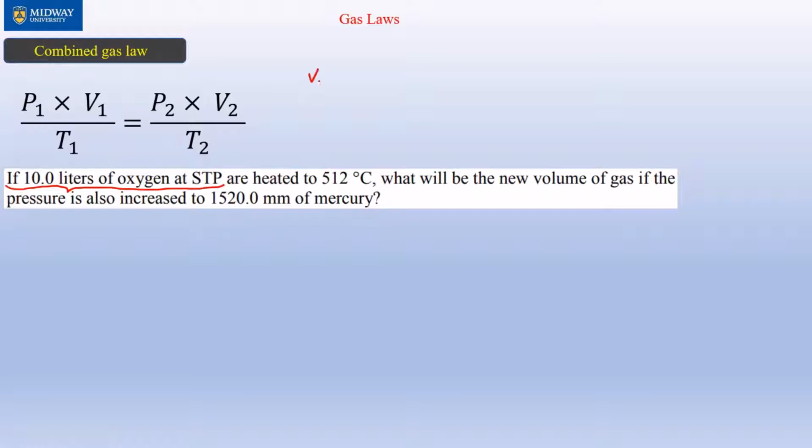So V1 is 10 liters, and STP is 0 degrees, which is 273 Kelvin, and P1 is 1 atmosphere. That's what you're starting with. So these are your initial conditions. It's heated to 512 degrees. So T2 would be 512 plus 273. That's what you need to do to get it into Kelvin, right? So it'll be 512 plus 273, which is 785 Kelvin.